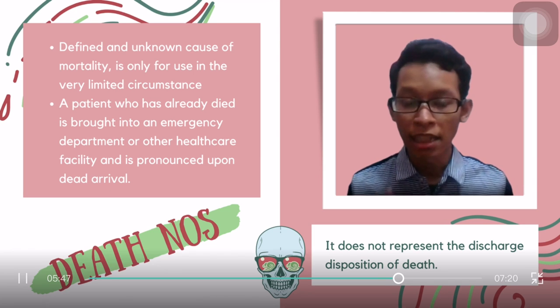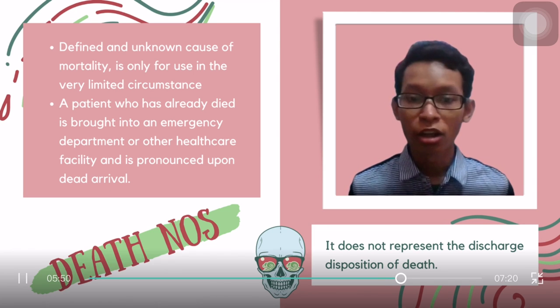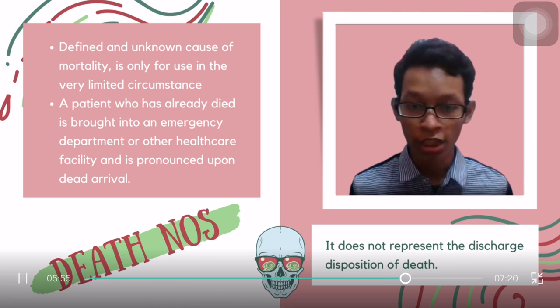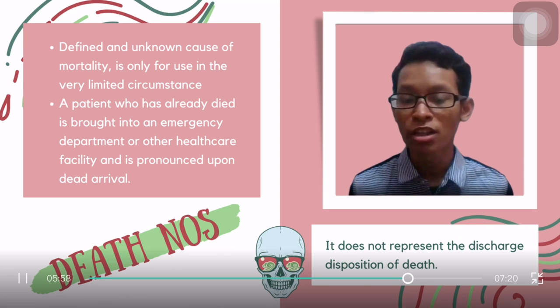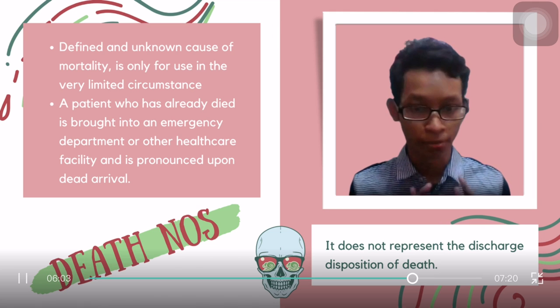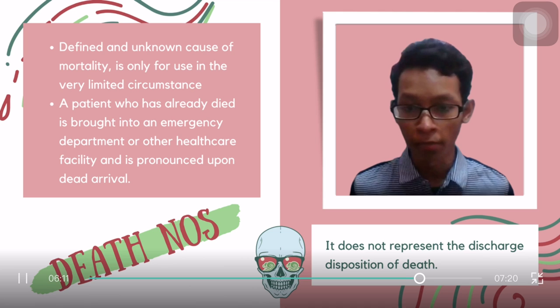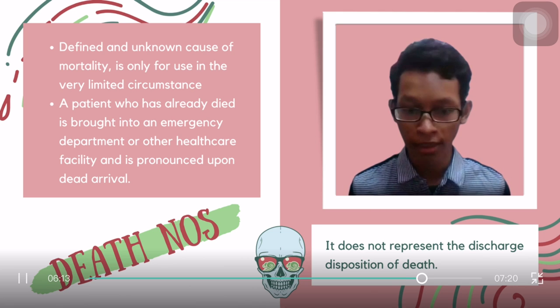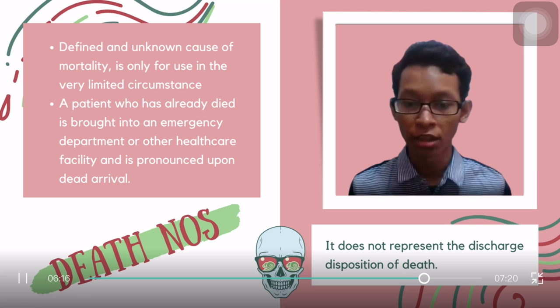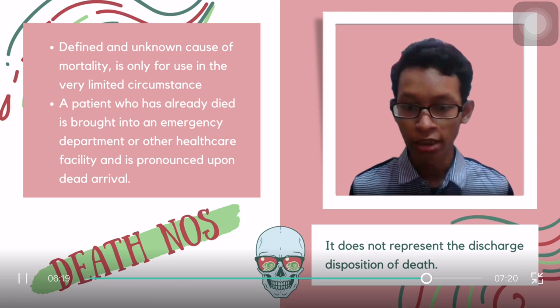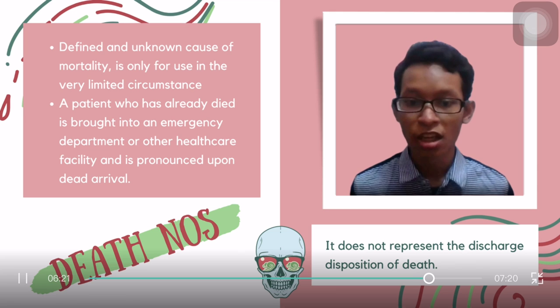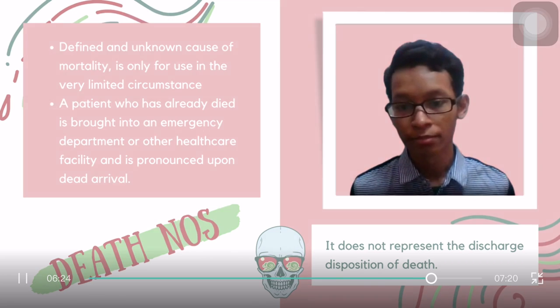The next part is NOS, not otherwise specified. Code R99, which is ill-defined and unknown cause of mortality, is only for use in the very limited circumstances when a patient who has already died is brought into an emergency department or other healthcare facility and is pronounced dead upon arrival. However, it does not represent the discharge disposition of that patient.